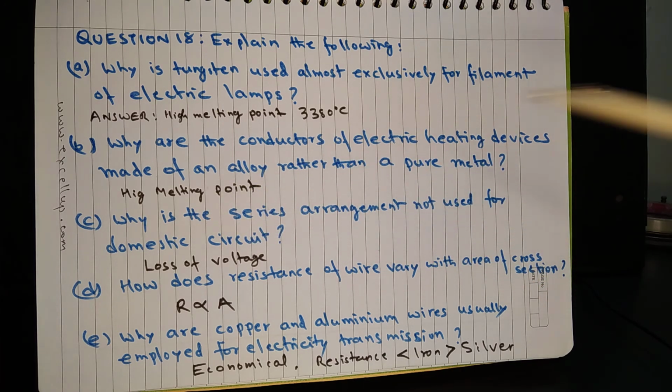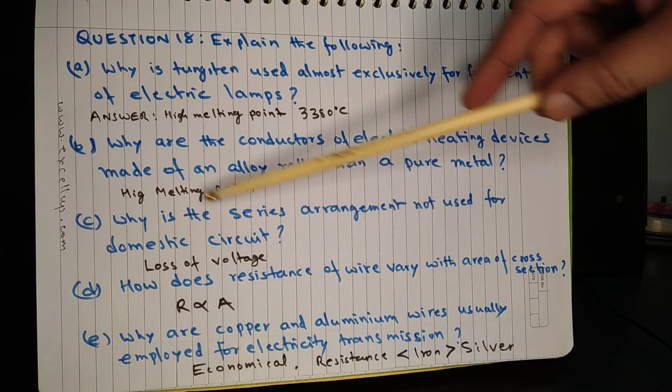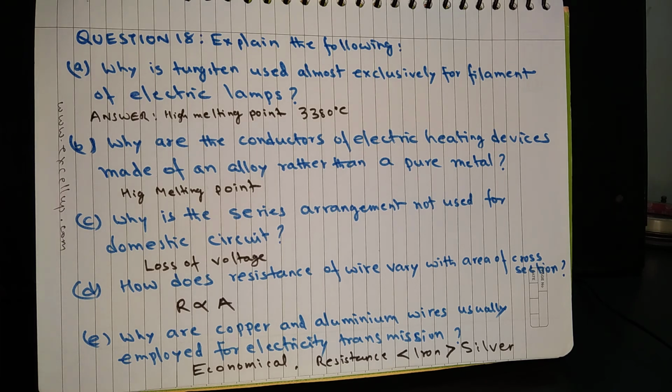Question C is, why is the series arrangement not used for domestic circuits? In case of series arrangement, there is a loss of potential difference across different resistors. So say there is a bulb, fan, television, all of them need 220 volt, and if they are combined in series, they will not get the desired amount of volt. A low voltage will result in poor performance of the electrical devices, and that is why series arrangement is not used for domestic circuits.